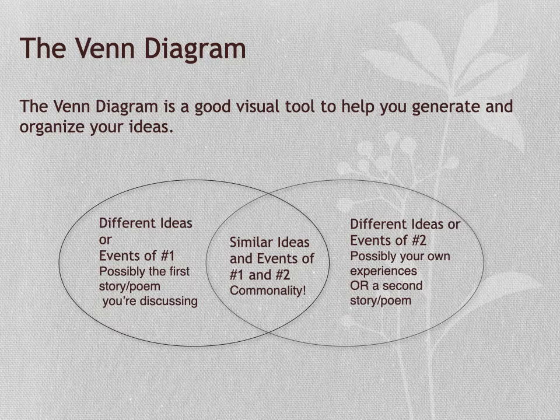And then over in the second circle here, you have different ideas or events of number 2. That's possibly your own experiences if you're writing a personal response or a reader-based response, or it could be a second story or poem if you've decided you're going to do a text-based response and compare two pieces to each other. So you've got your two pieces, and then in the middle here, this is where the two circles intersect. You have similar ideas and events of number 1 and number 2. That's where the commonality is. So if I'm writing about two different poems, I might say here in this middle area, these are the points where these poems have similarities, and that's what I'm going to discuss in my essay.